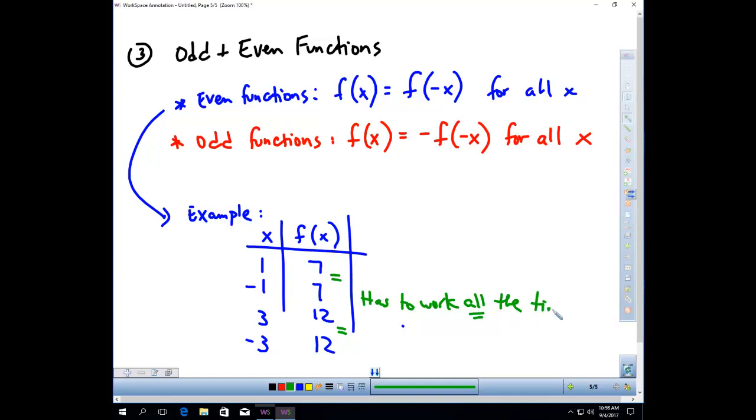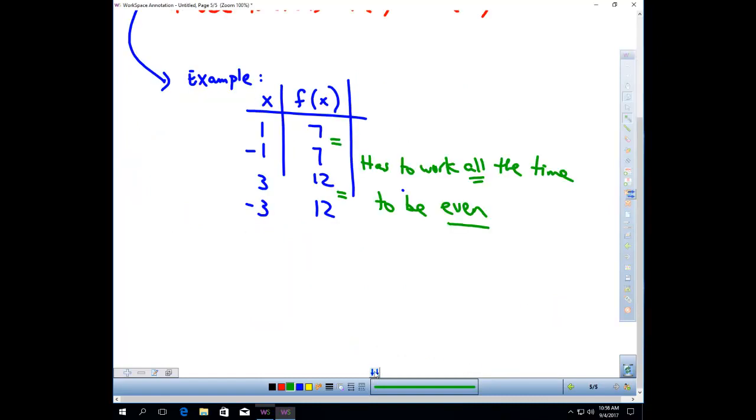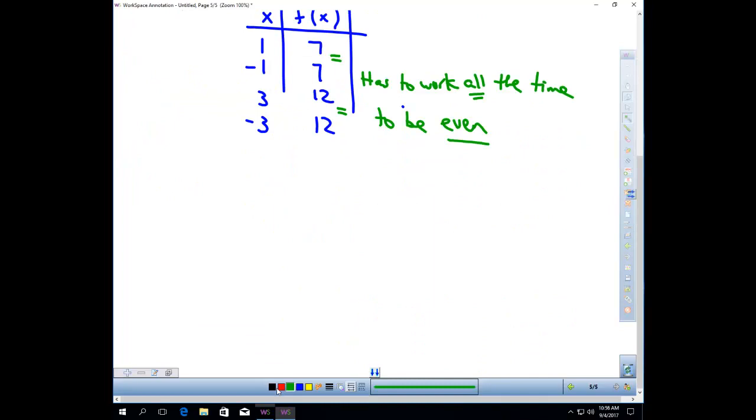Okay, so if I take 4 and I plug 4 in and I get a certain number, and I plug negative 4 in and I get that same answer, all right, then that's confirming that function is an even function.